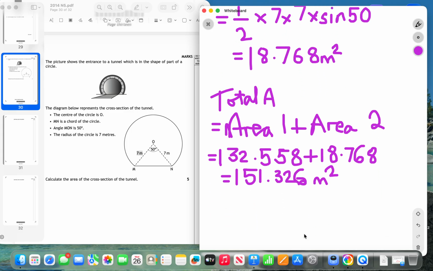I'm going to keep, this is a matter of personal choice, but I think 4 significant figures is enough. So to 4 significant figures we have 151.3, and that's us done.